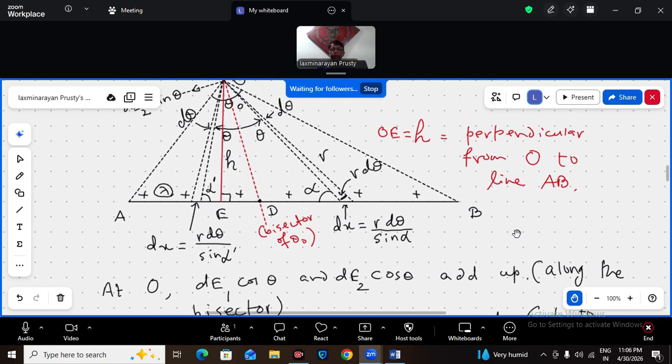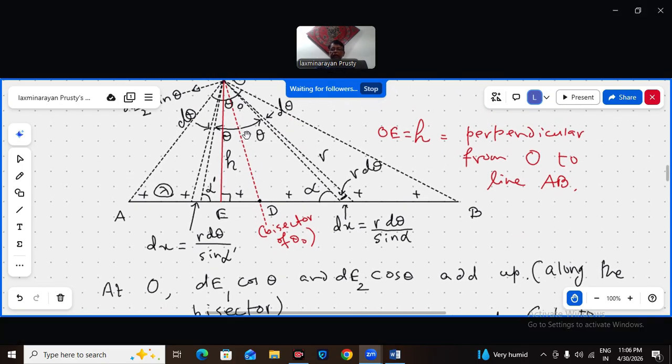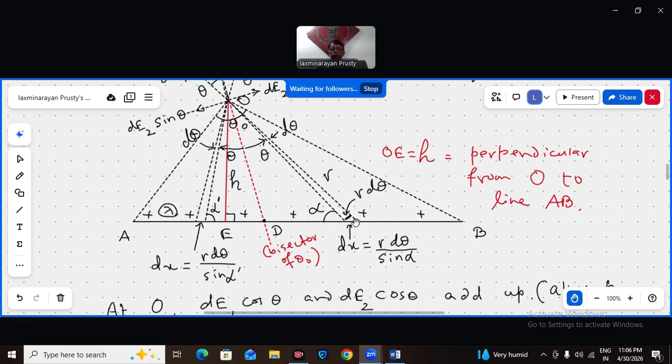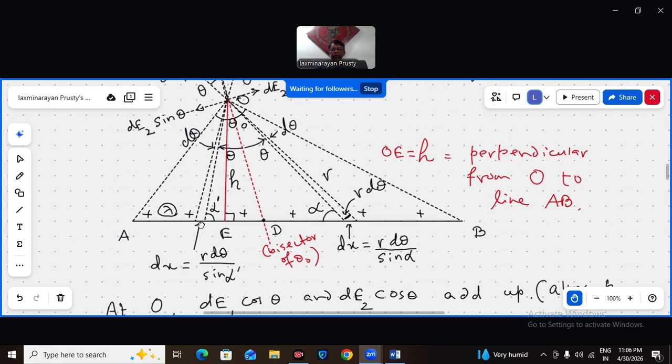So let us take two small elements. They make angle theta to the right and to the left. The two elements both subtend d theta, and they are situated at angle theta from the bisector towards right and towards left. The lengths of these two elements will not be the same, but the angle they subtend at O is the same, d theta, d theta.